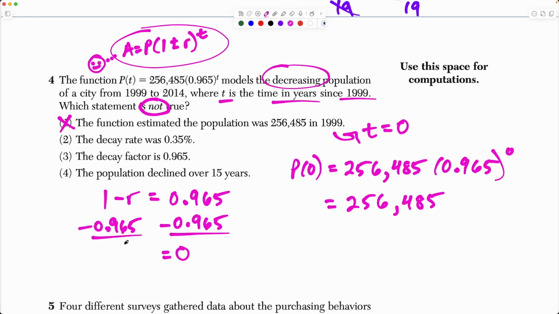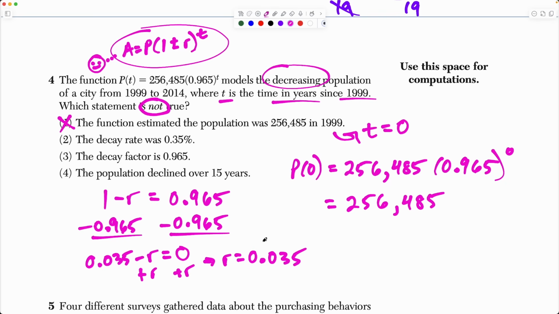On the right side, now we have 0. And 1 minus 0.965 is 0.035. Minus r equals 0, and then just go plus r on both sides. And this tells us r is equal to 0.035.